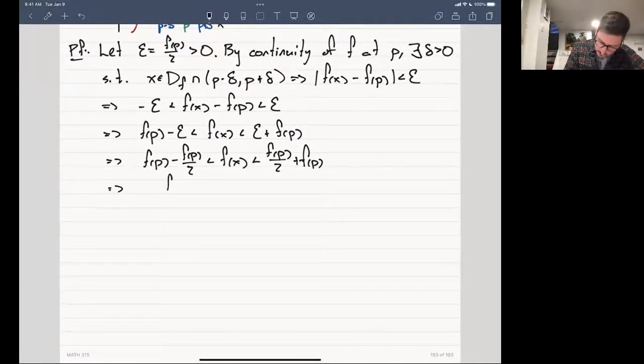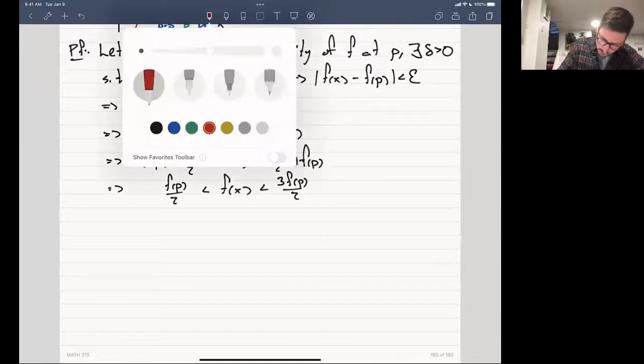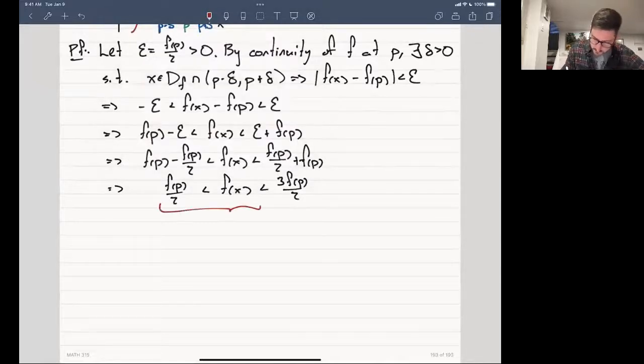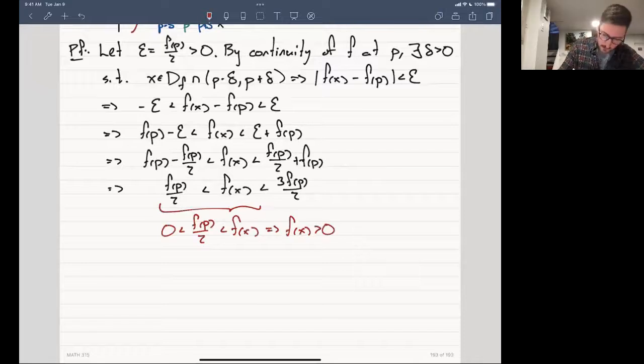But clearly, this gives me f of p over 2. I only took half of it away. I have f of x, and then the right piece doesn't really matter for me. All that I care about is this, because f of p over 2 is positive, which is less than f of x, which implies f of x is positive. And that gives me exactly what I wanted. That's the proof of the lemma, all right?